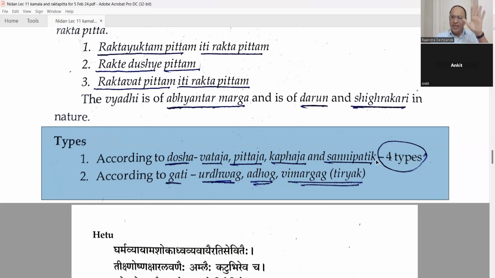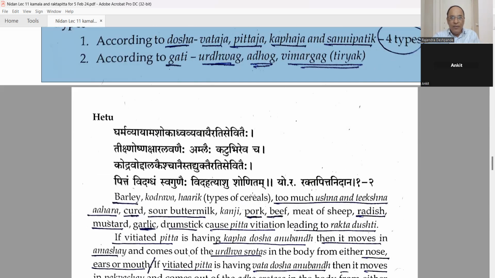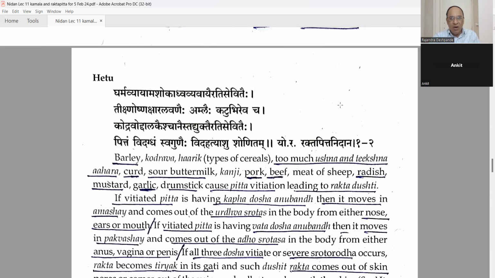Always, for any disease. According to the Gati, Urdhvaga Raktapitta, bleeding from the upward part. Adhoga Raktapitta, bleeding from the lower part of your body. And Vimargaga, Tiryak, in the skin. Tiryaka Raktapitta. Okay.